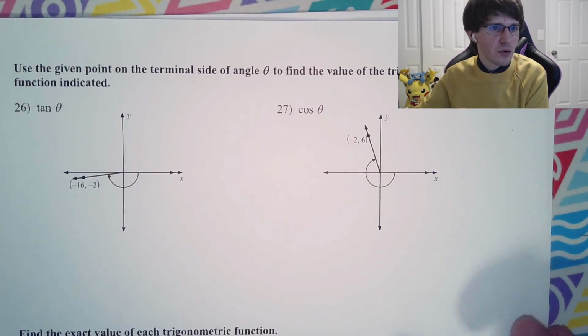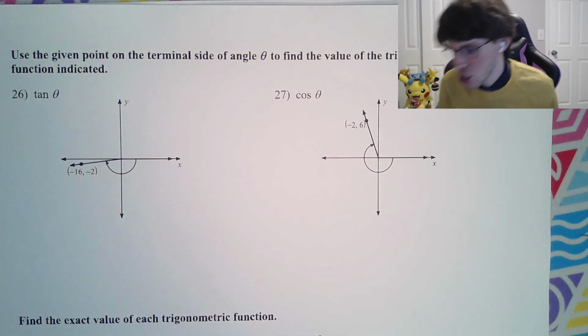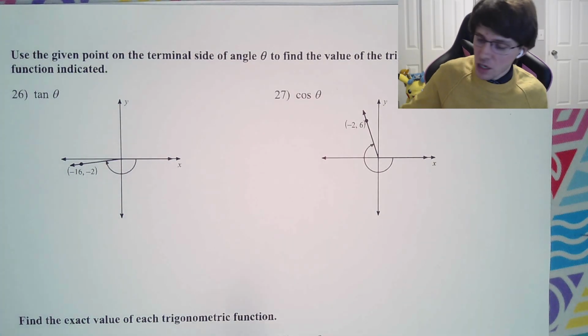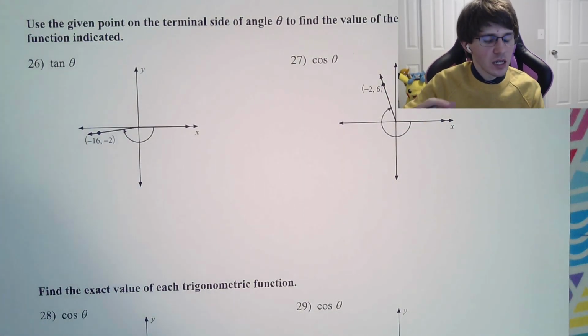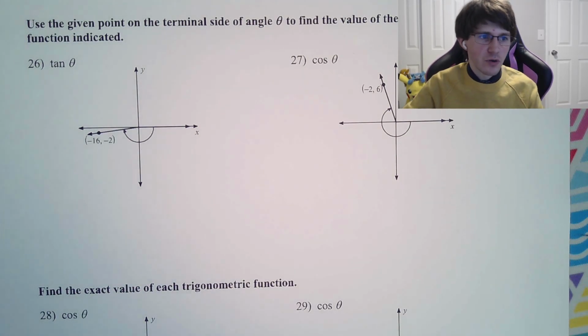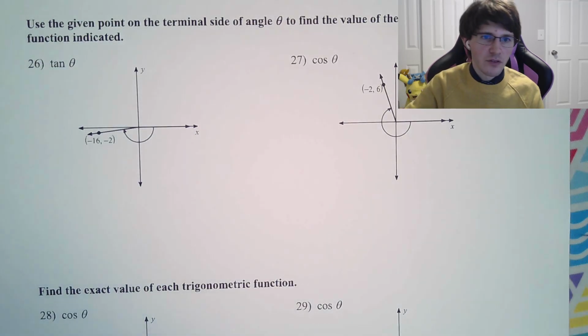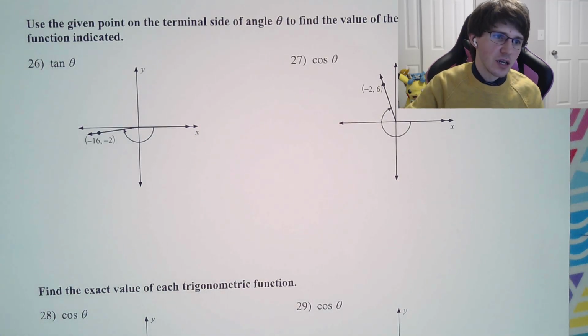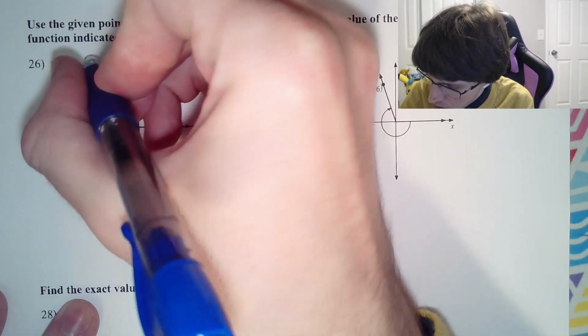So it says, use the given point on the terminal side of angle theta to find the value of the trigonometric function indicated. So on this one here, you don't actually have to do too much effort. You just have to remember your sine is your y value over your radius. The cosine is the x value over the radius, and the tangent function is the y value over the x value. So quite literally, that's all you have to do.